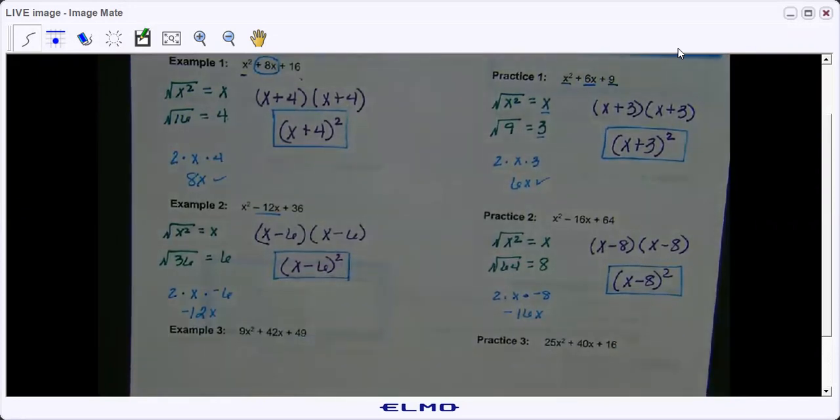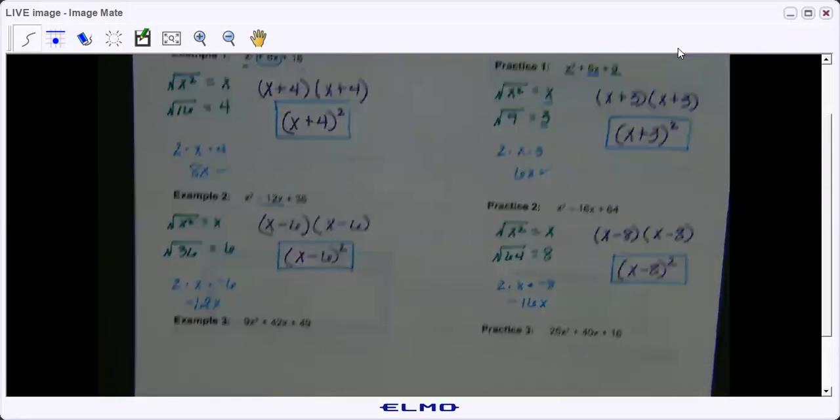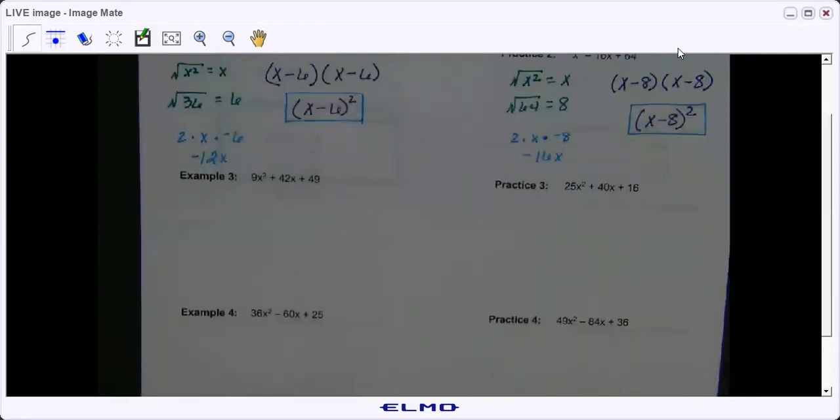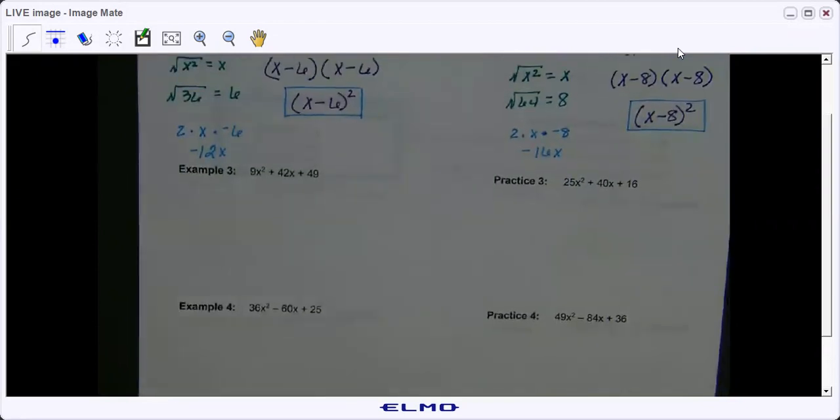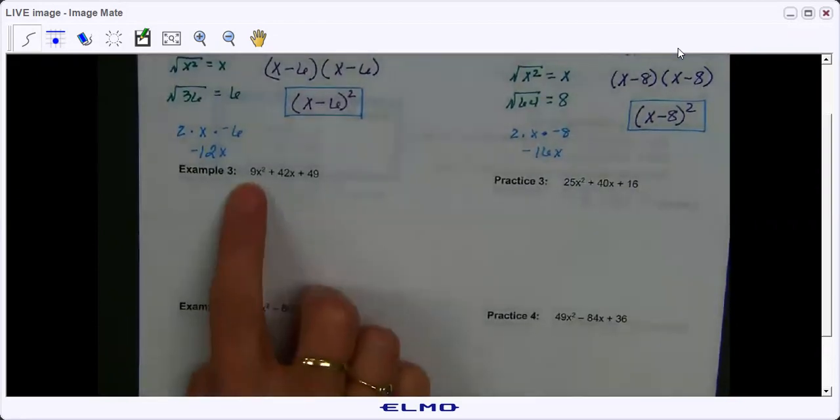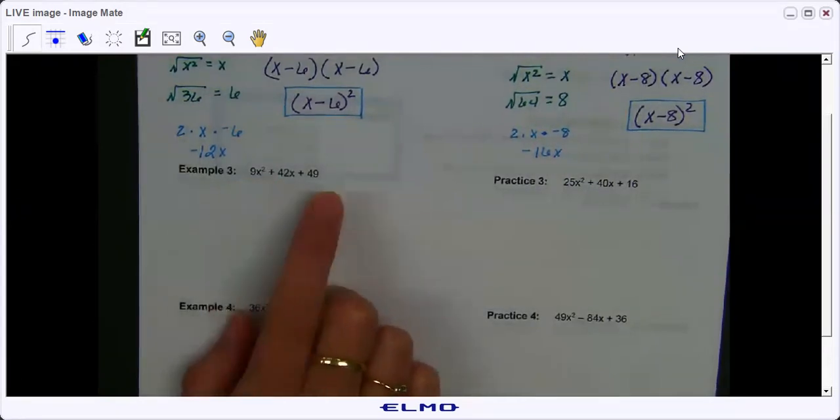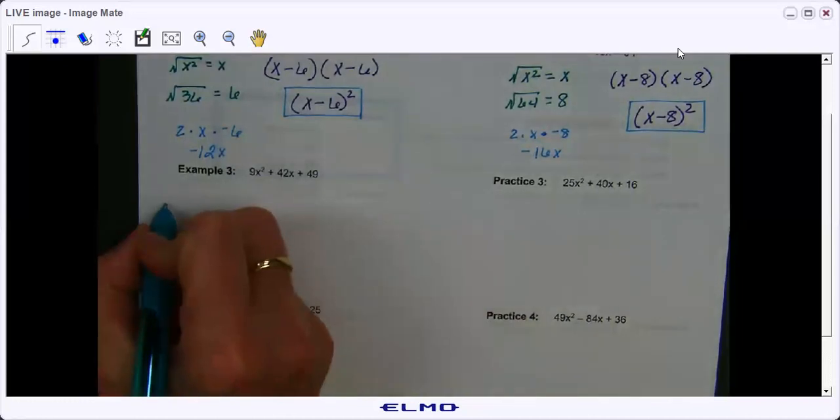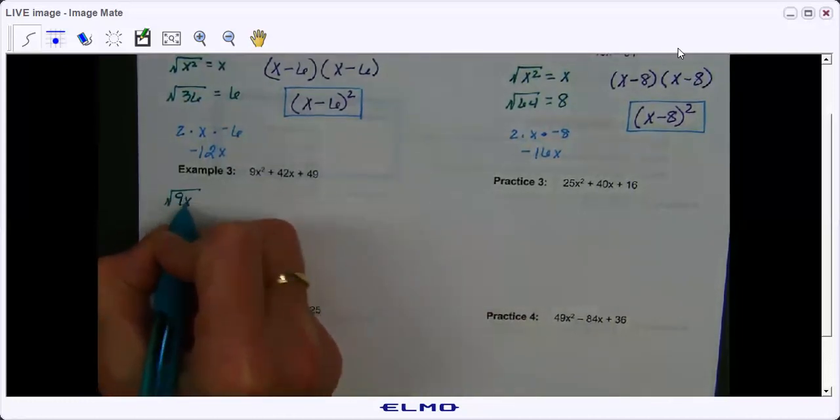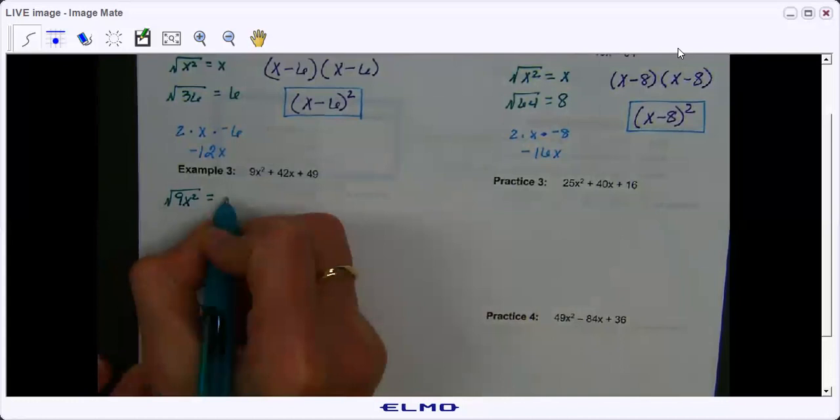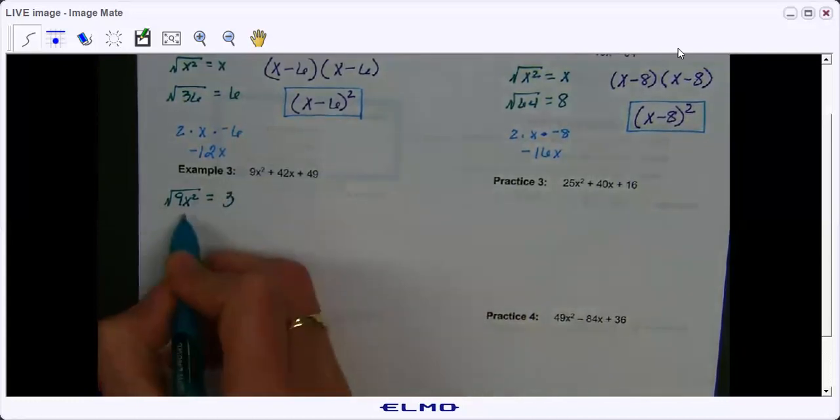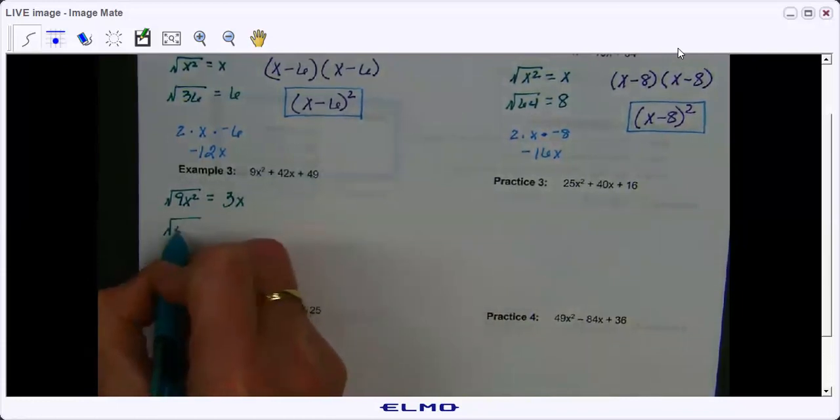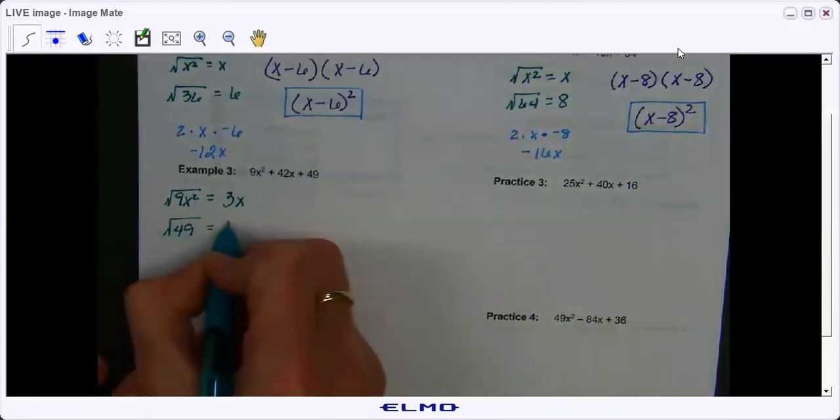All right, now we're going to move down to the next set of 4 where the first coefficient is not 1. Okay, so look at example 3. I know that 9x squared is a perfect square, and I know that 49 is a perfect square. So let's show our work. We have 9x squared. The square root of 9 is 3. The square root of x squared is x. And then we have the square root of 49, our third term, which is 7.